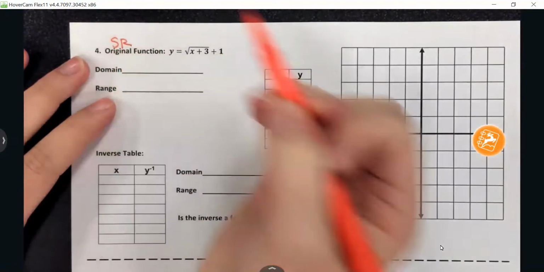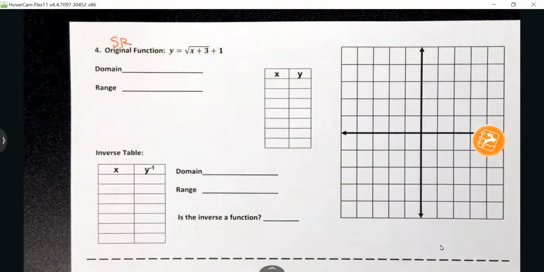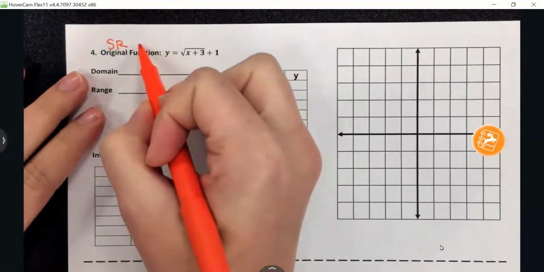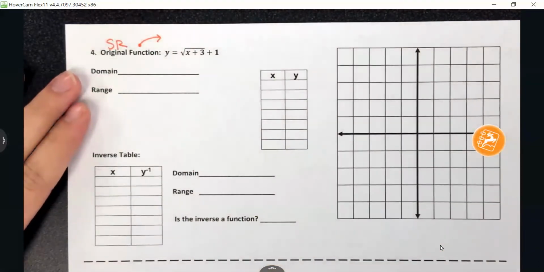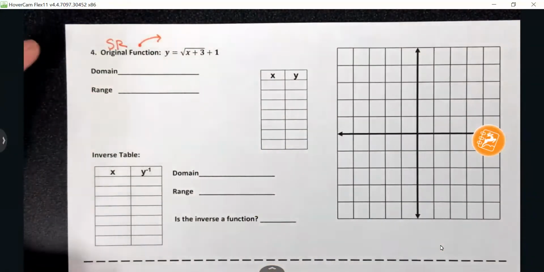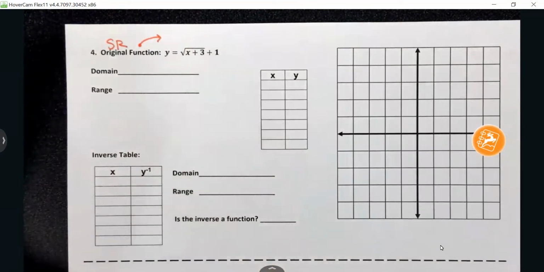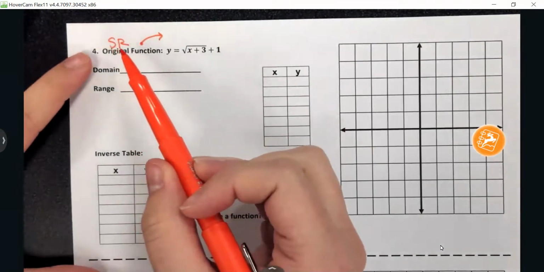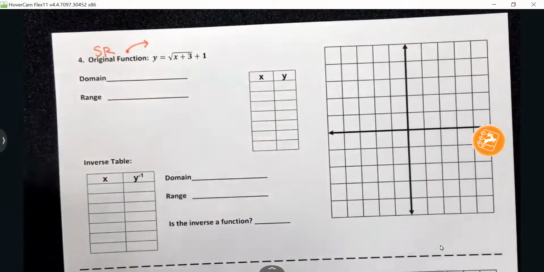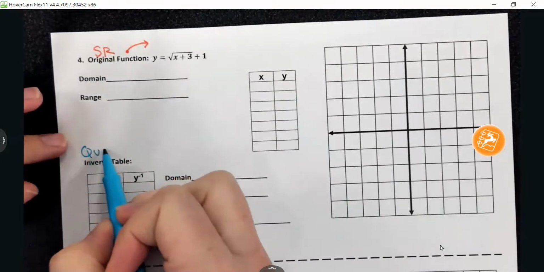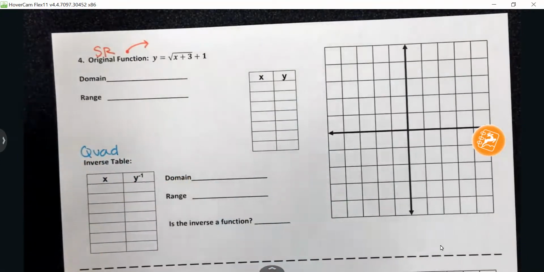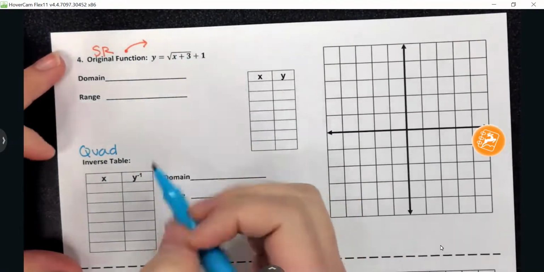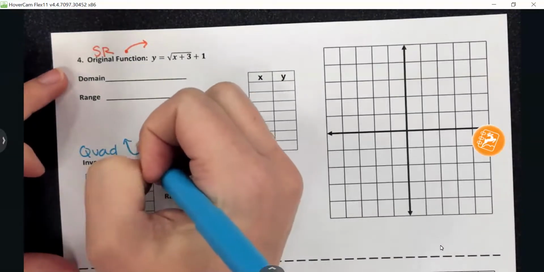I'm going to write SR for square root. You should be using your regular pencil. A square root looks like half of a parabola, and if you draw this on every problem, it makes it a lot easier. If I start as a square root, the inverse has to be a quadratic. That's its only choice. So if I start as a square root, my inverse is a quadratic.